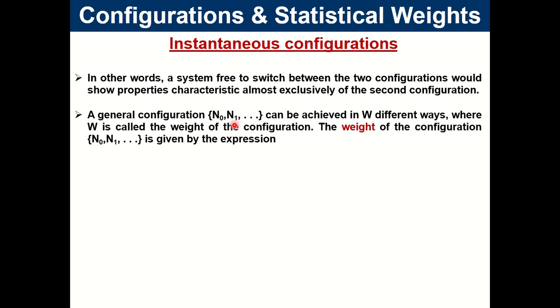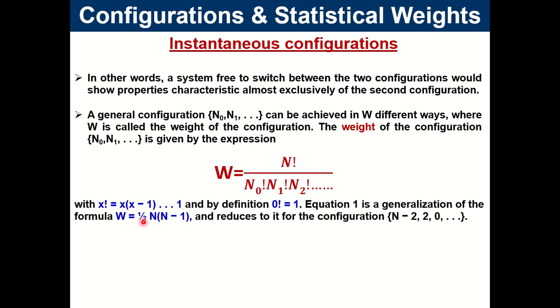A general configuration of such N0, N1 can be achieved in W different ways. We define the number of different ways in which we can achieve a configuration as W, and this will be called the weight of the configuration or statistical weight. In this context we will simply use the word weight. The weight of the configuration is given by the expression N factorial by N0 factorial, N1 factorial, N2 factorial, and so on, considering all the different energy levels. Here x factorial is given by x into x minus 1 and so on down to 1, which is the factorial you know from your mathematics classes. And 0 factorial is defined as equal to 1.